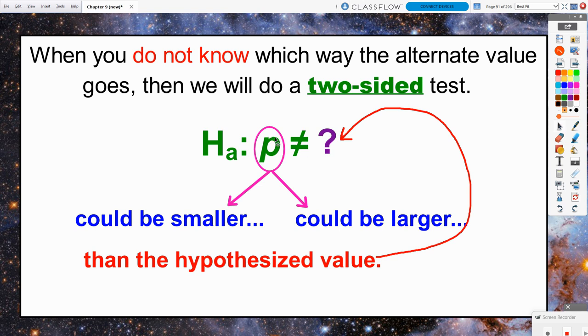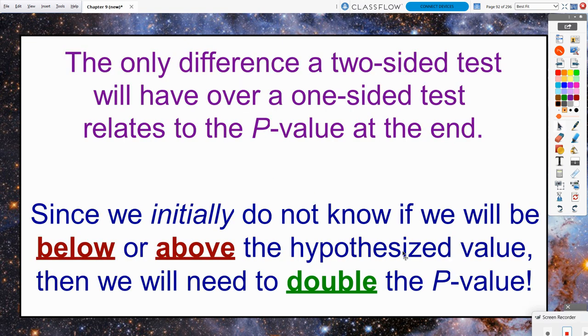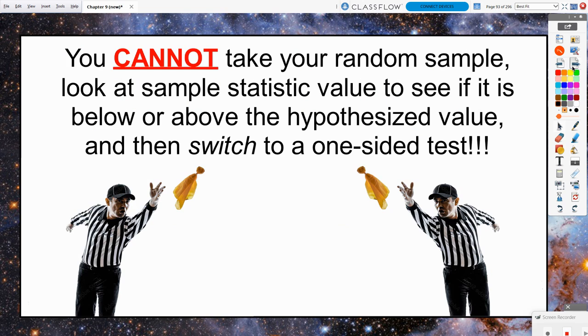With the population proportion, we don't know if it technically could be smaller or larger than whatever the hypothesized value is. There are times where maybe we just want to test that it's different from a particular number, but we don't know which way it goes. The only big difference that a two-sided test has over a one-sided test relates to the p-value at the end of the problem. Since we initially don't know if we're going to be below or above the hypothesized value, we need to double our p-value. And that's literally the only big difference here.